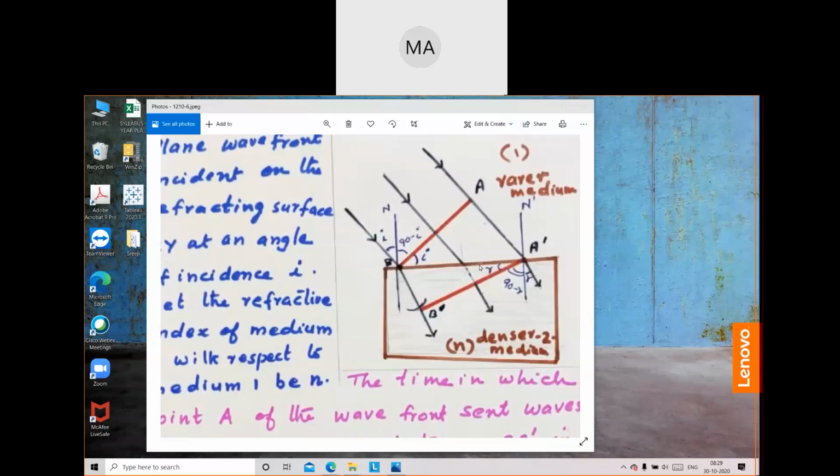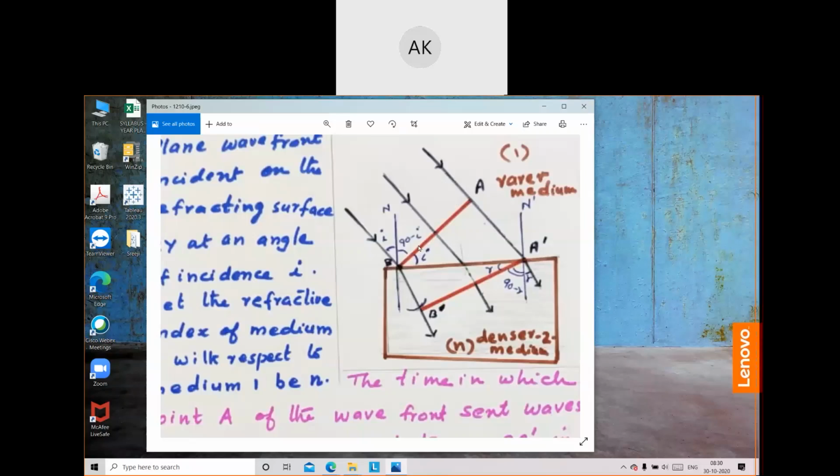No. Will it travel less distance or more distance in a denser medium? Less distance, because it is denser, so it cannot travel with the same speed as in a rarer medium. Okay, very correct answer. It takes so much time in a denser medium. Light travels with less speed than in air or vacuum.